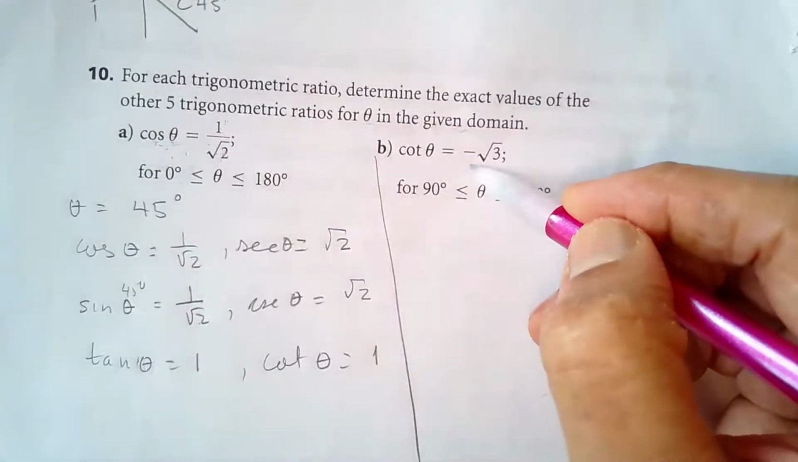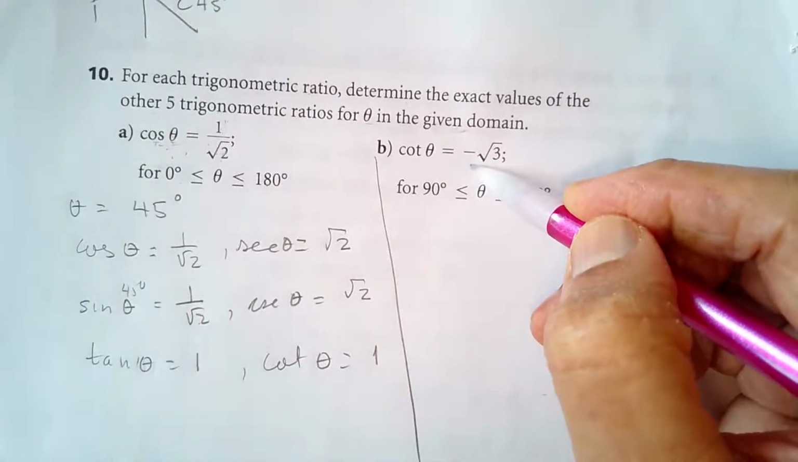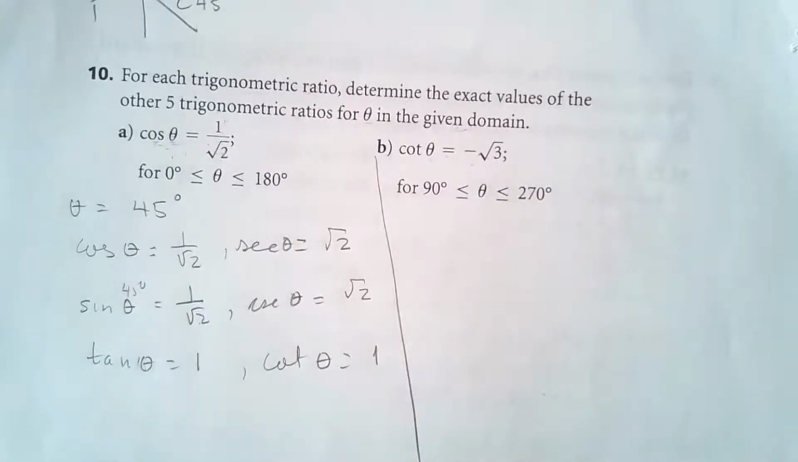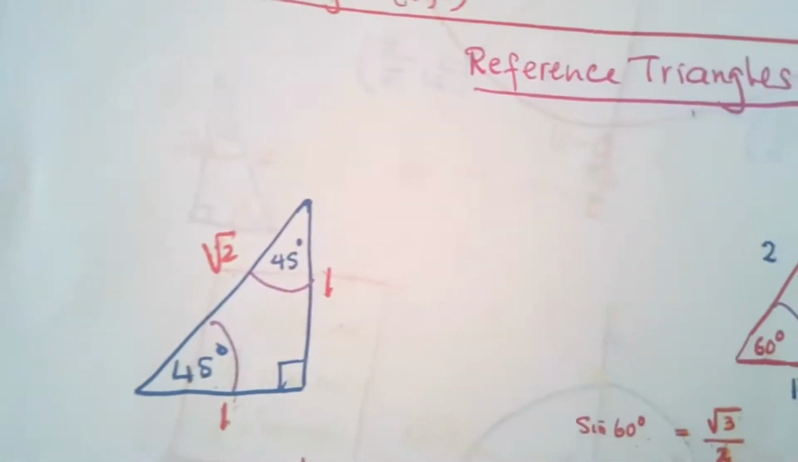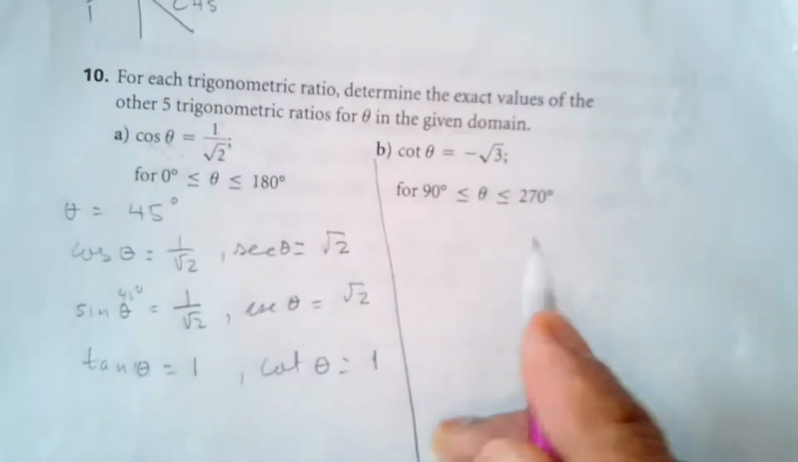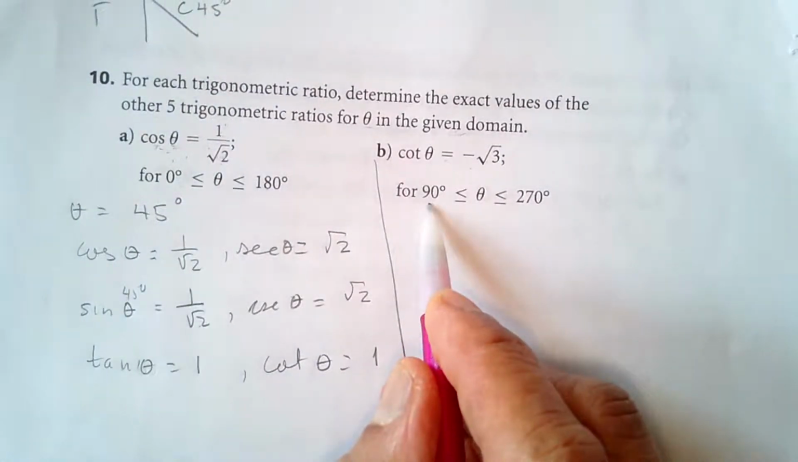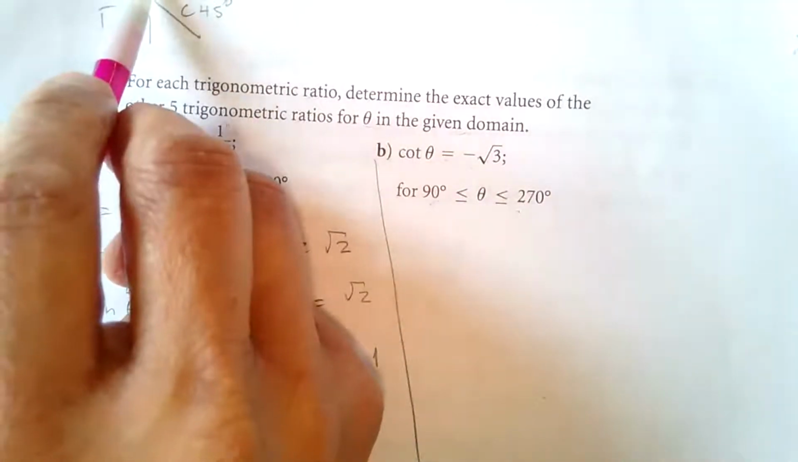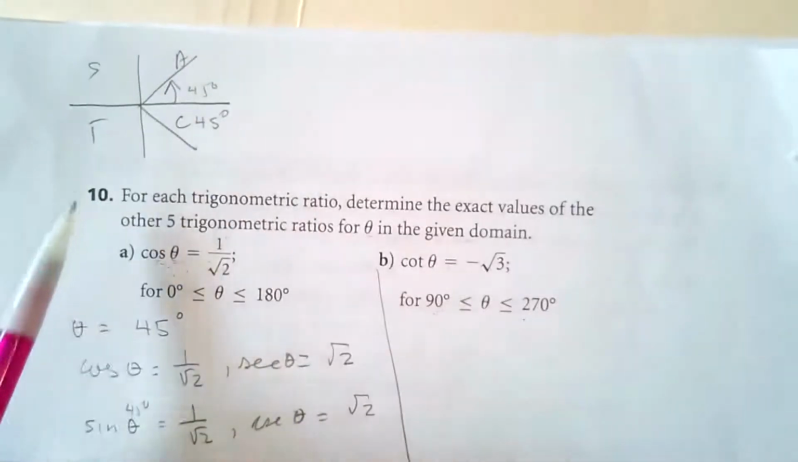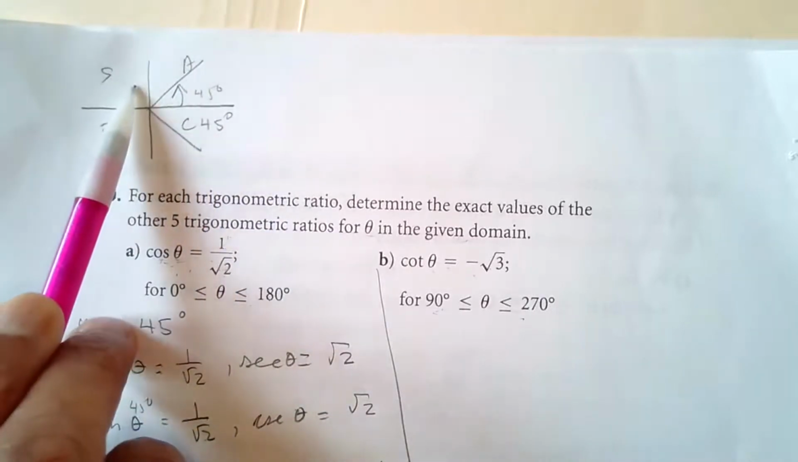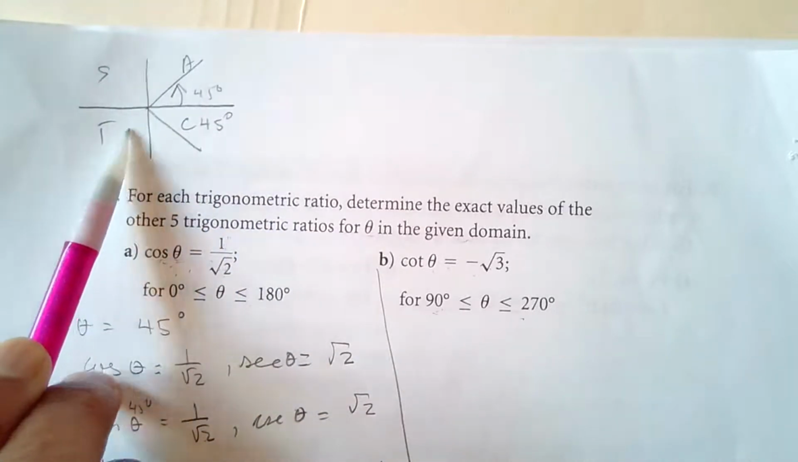Next, we look at cotan. Look at the next one here. Cotan theta of negative √3. So this is where you go back to our reference triangle. Now, in this case, they tell you the angle is between 90 and 270. So we're not looking at quadrant 1 or quadrant 4. We're looking at quadrant 2 and 3.